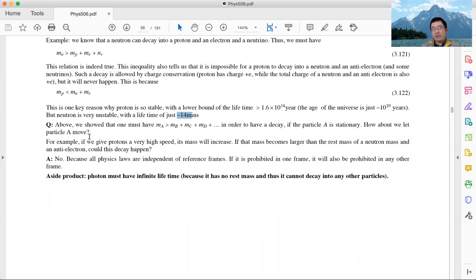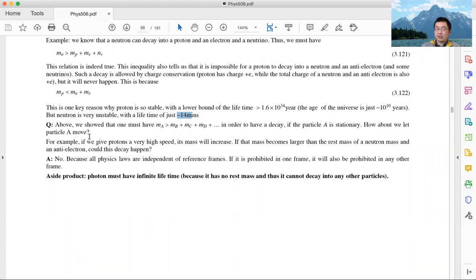Even if we speed up the proton, the mass of this proton becomes very, very large, much larger than the neutron, it still cannot decay. And the reasons are twofold.